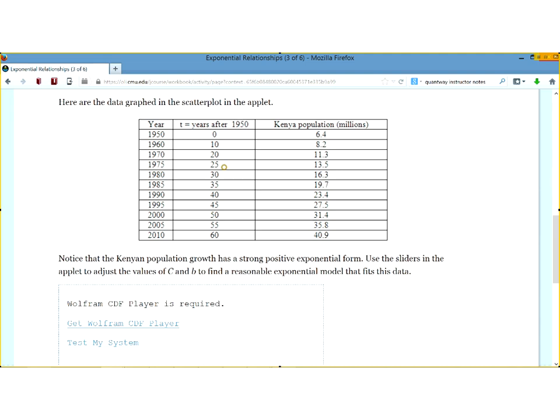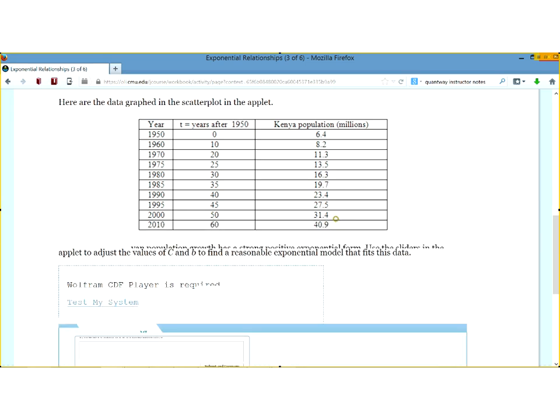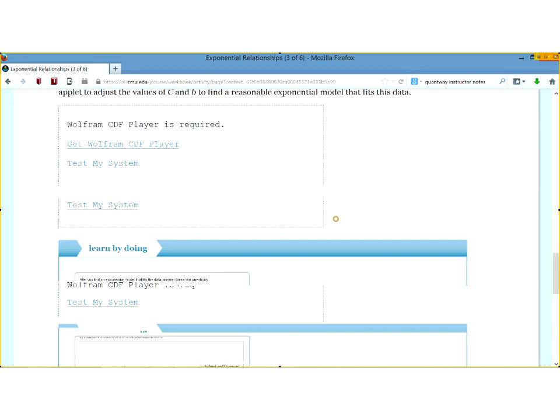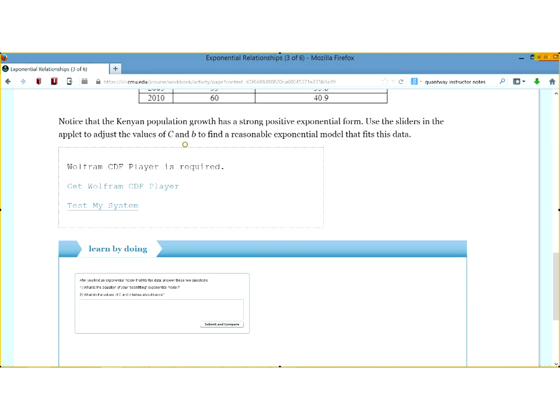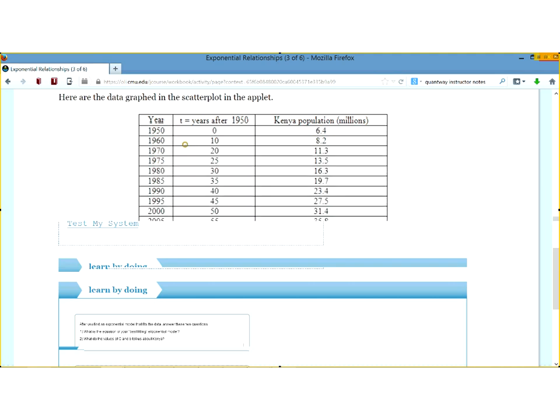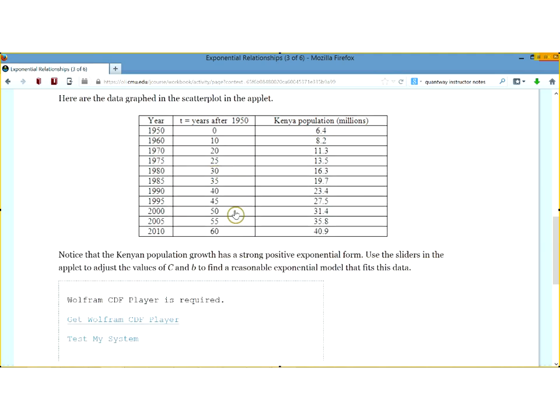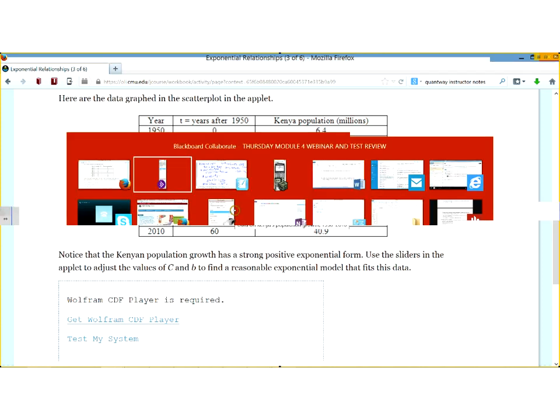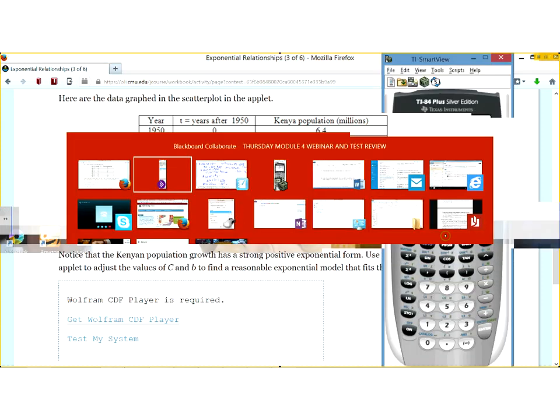One of these days I am going to put the CDF player on my computer. But here's another chance with the data in this table to practice doing an exponential regression on your calculator. It allows you to play around with the C and D to find a decent exponential model. But of course, you can also just plug the data into your calculator.